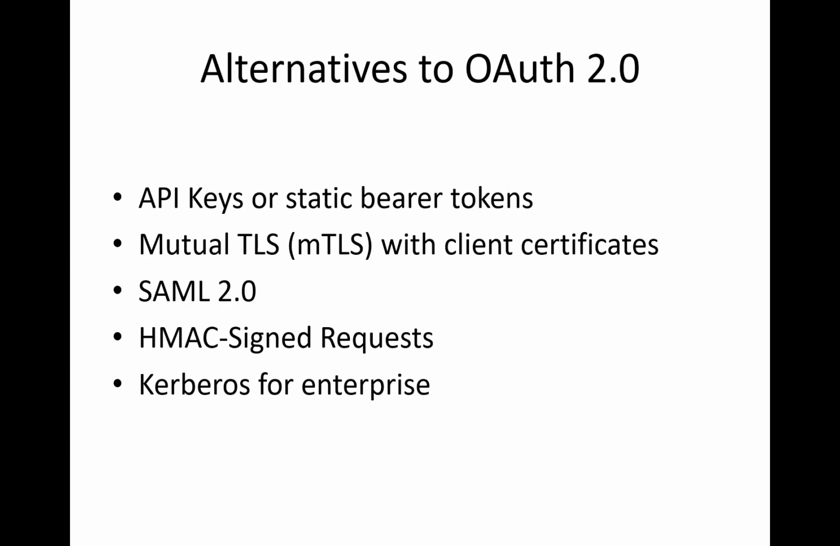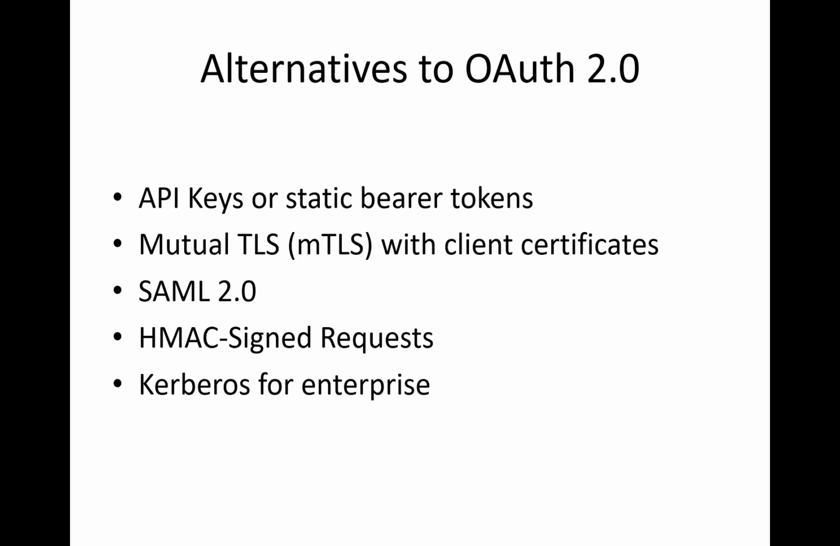While OAuth 2.0 is widely used, it is not the only secure option for service-to-service communication. Let's go over a few notable alternatives. API keys. These are static credentials passed in headers or query params. Simple, but they lack scopes, expiration, and fine-grained control. Also, rotation and revocation are manual.